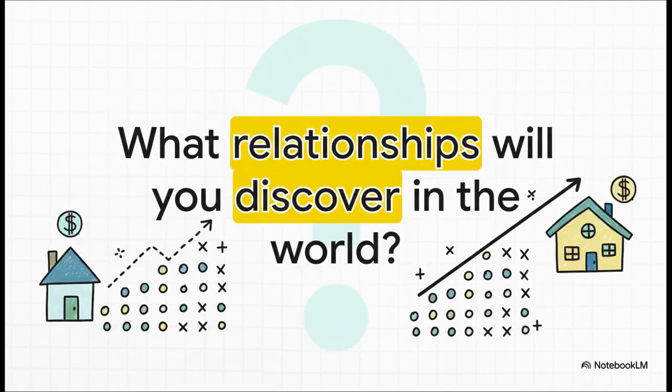So from now on, when you see two things that seem connected, whether it's years of experience and salary or study time and test scores, think about that straight line that might be hiding in the data. Now that you know how to find it, what kind of relationships are you going to start discovering in the world all around you?